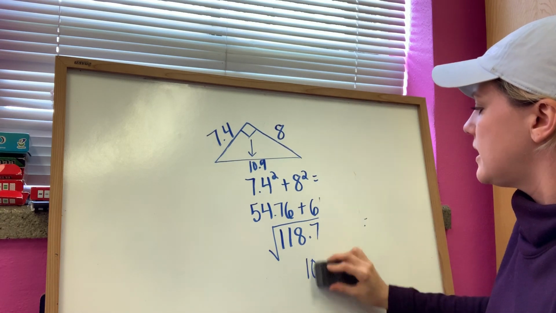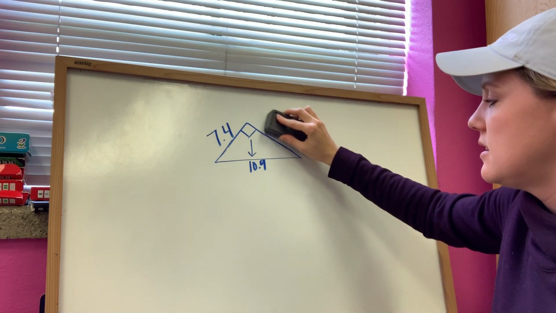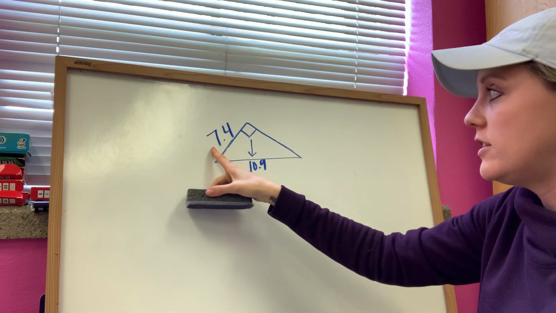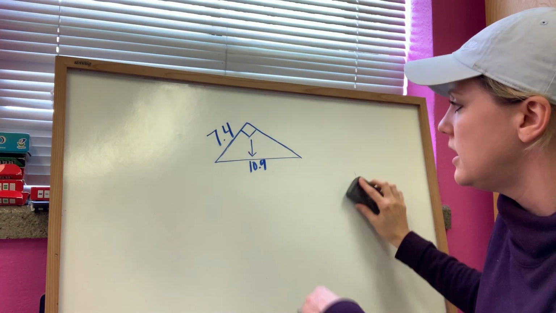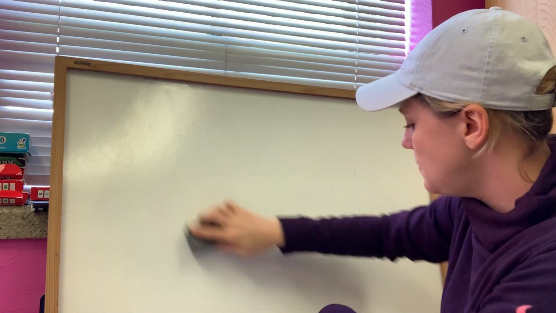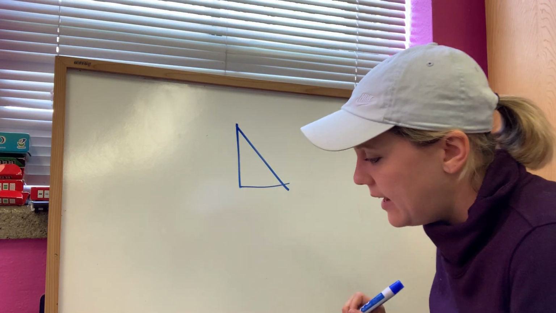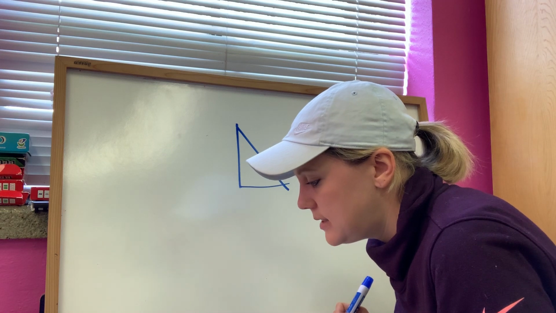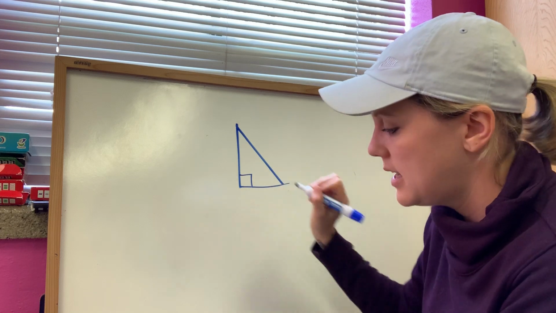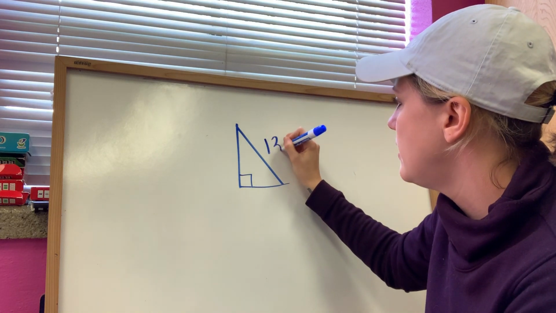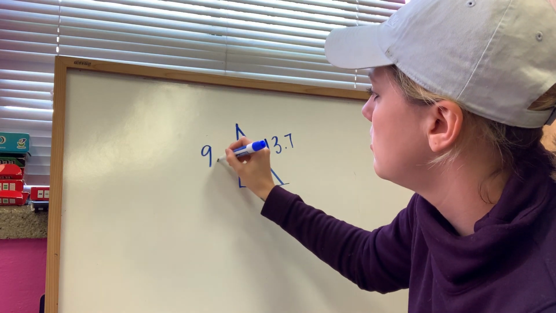We are going to practice finding one of the shorter side lengths when you're given one of the short side lengths and the hypotenuse. So it looks a little bit different. So I'm going to do a whole new example. Let's pretend we have our right triangle, and let's say the hypotenuse, the longest side, is 13.7, and one of the short sides is 9.2.